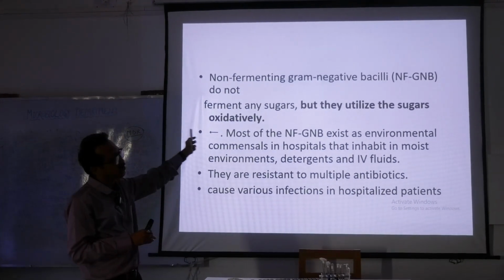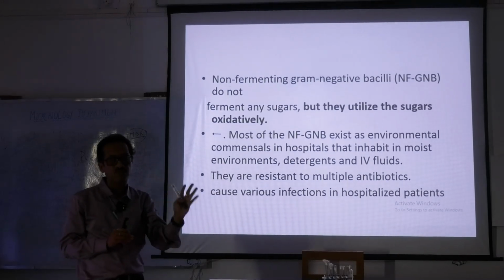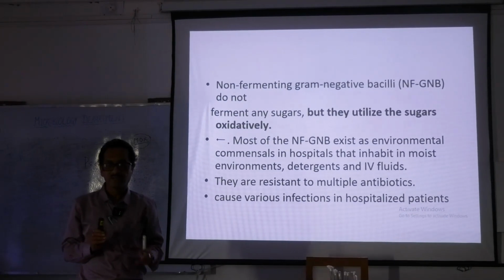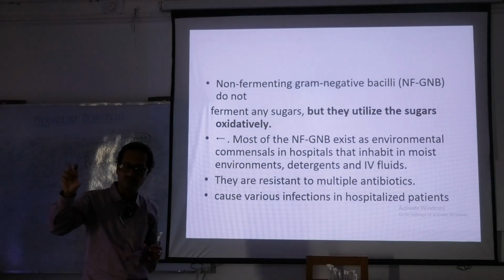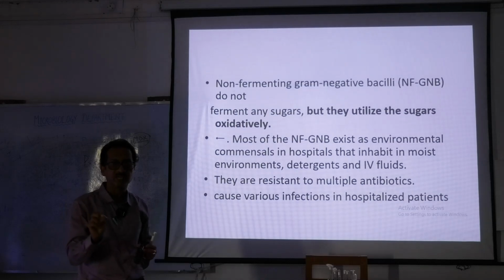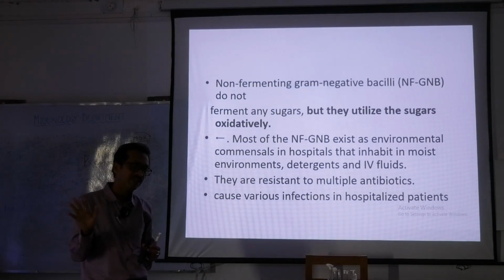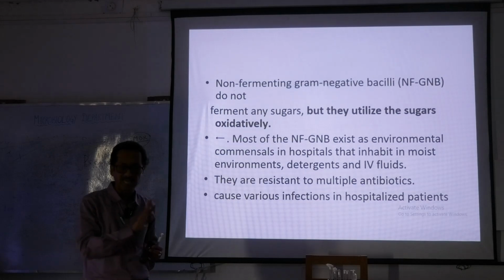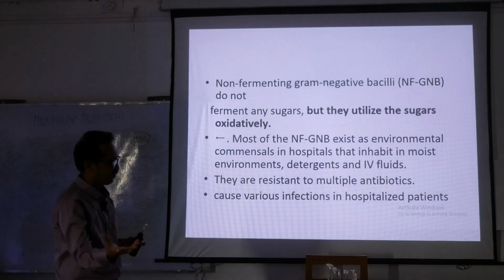But Pseudomonas is a non-fermenter. That means it does not ferment any sugar. But in your exam, you will get a glucose part, the positive. So, you need to tell this is not fermentation, glucose is used oxidatively. Non-fermentation means they do not ferment any sugar.